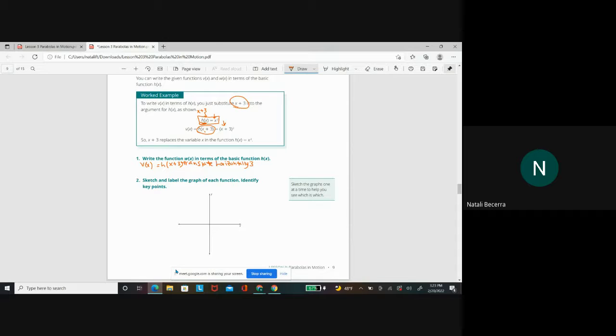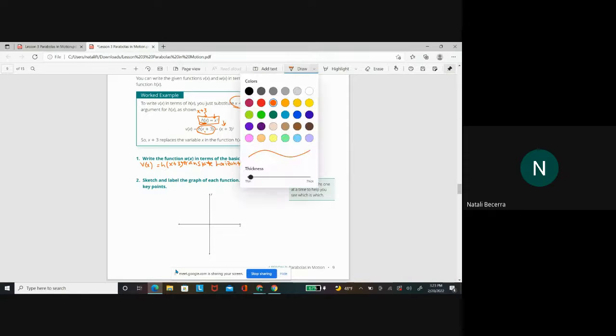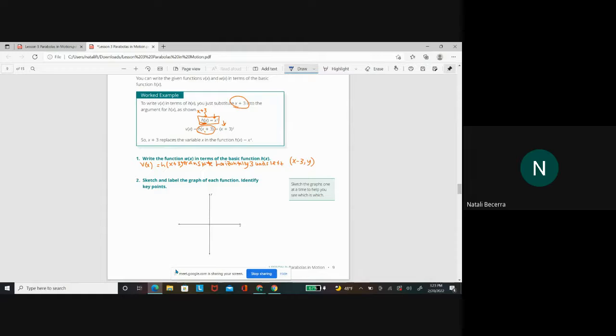Three units left. So what does that mean? Your y doesn't change, but your x does. So this is going to be x minus 3 comma y.